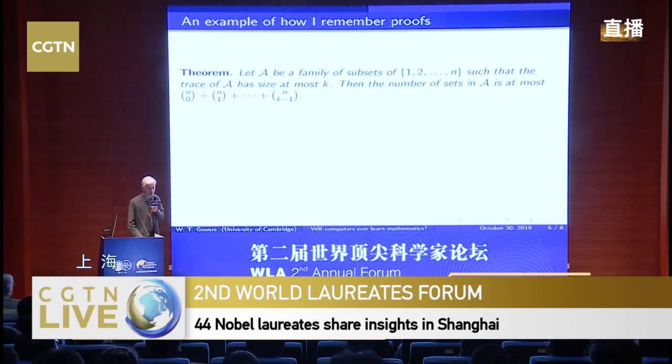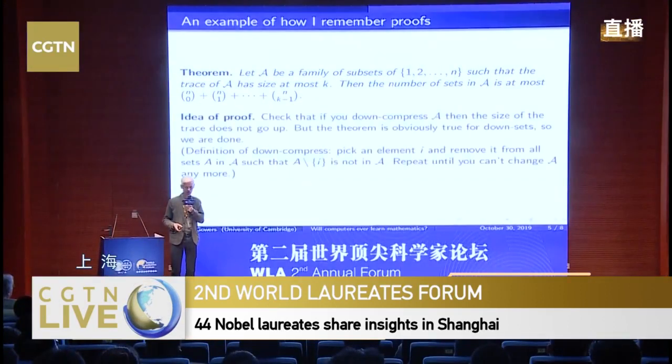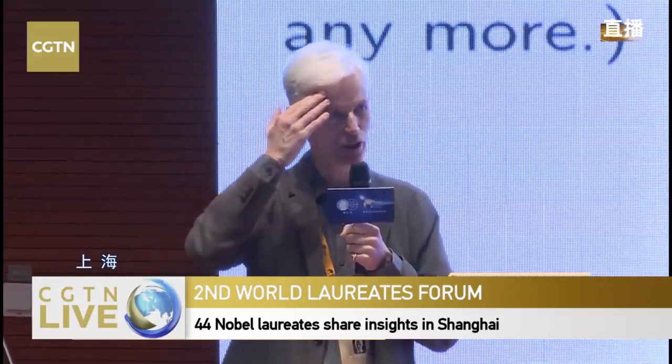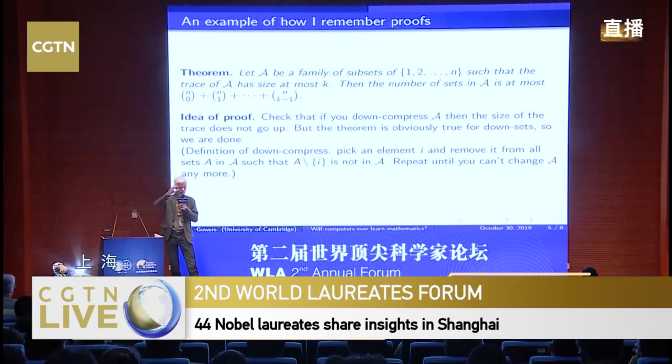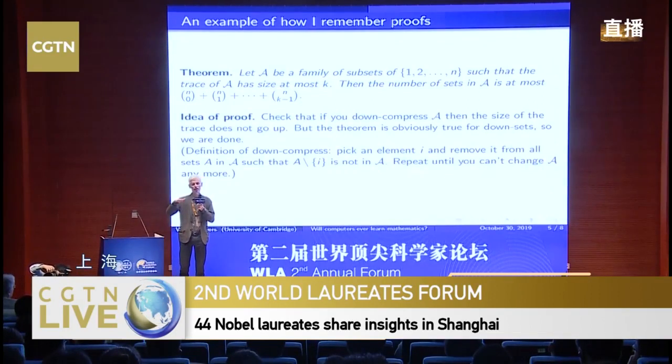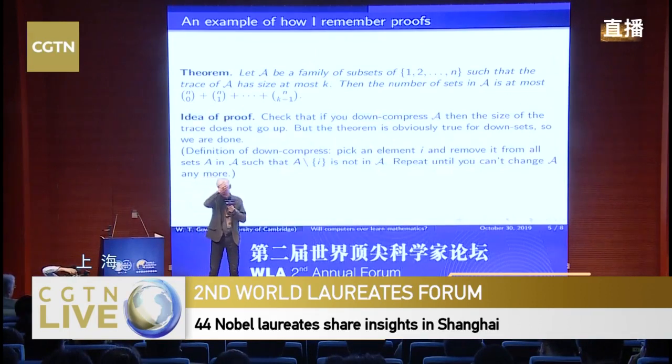This is actually called a theorem, and you can find this in the literature, and this is also related to machine learning. But I won't go into details of this theory because you don't need to understand the specifics. Let me tell you how this is reasoned, and I will just read from the slide: A belongs to the subgroup of A, and the maximum value of A is K. Pick element I and remove it from all sets A in A, such that A minus I is not in A. Repeat until you cannot change A anymore. We have a Hungarian professor in my university who is very good at it.